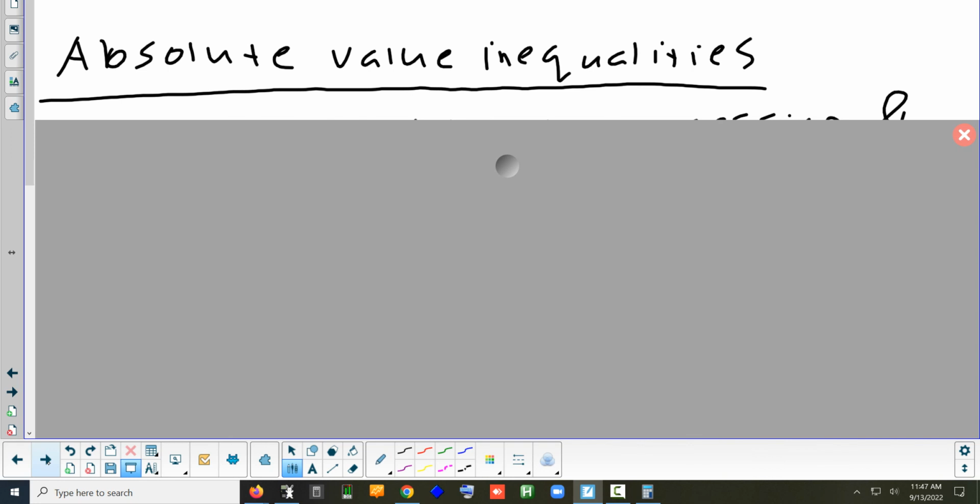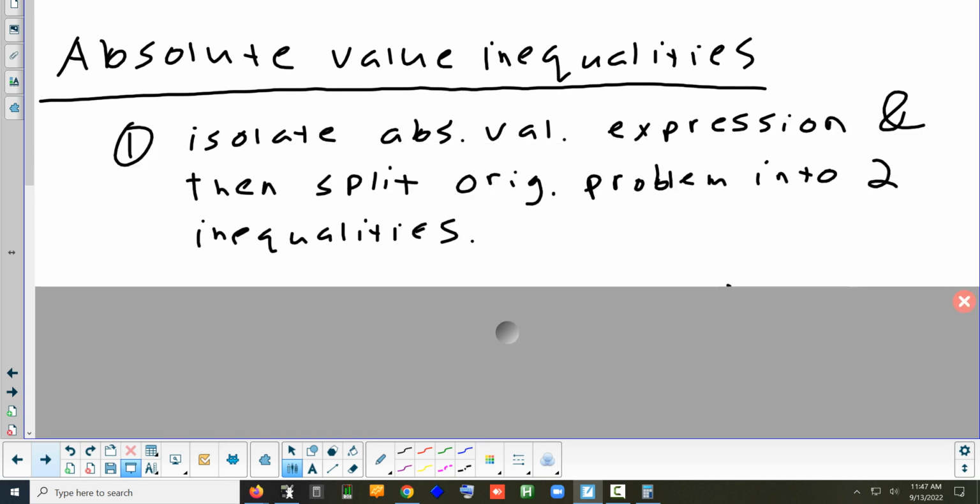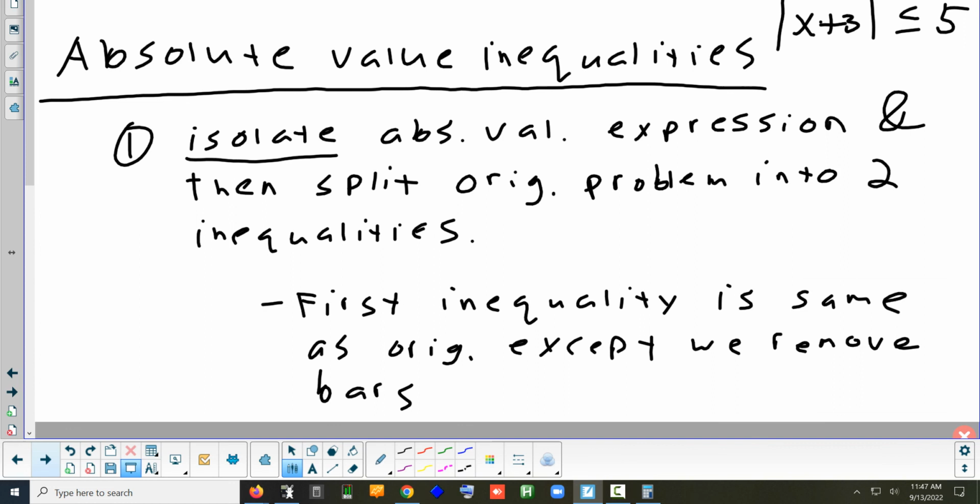All right, so absolute value inequality. Very similar to absolute value equation. We take our problem and we split it into 2. You have to make sure it's isolated, which the problems that I give you mostly are. So make sure the absolute value is by itself. Split it into 2 problems. So here's what you're looking for. Your first absolute value is just like we did yesterday. Take out the bars. X plus 3 is less than or equal to 5.